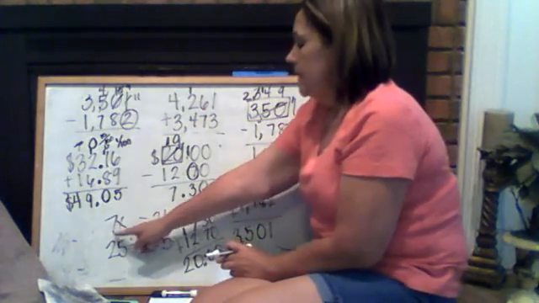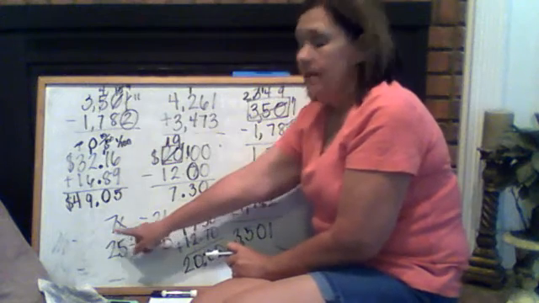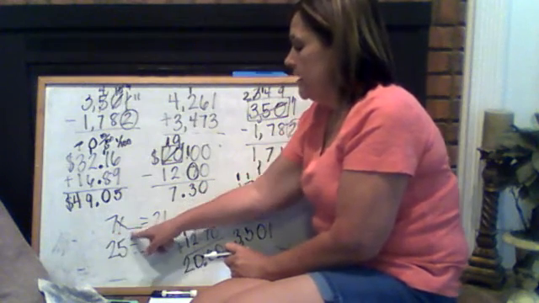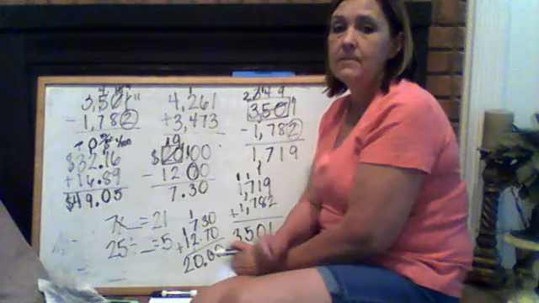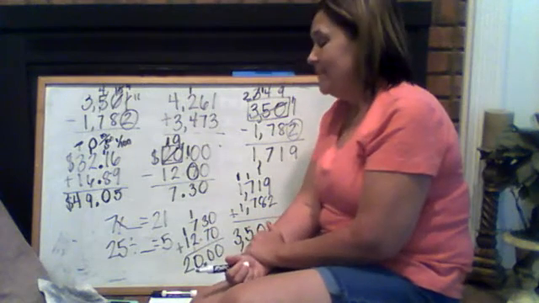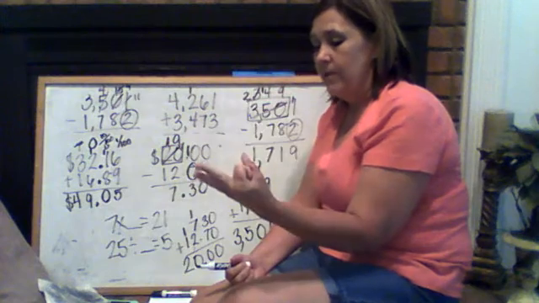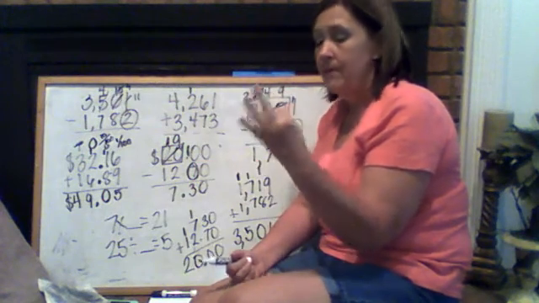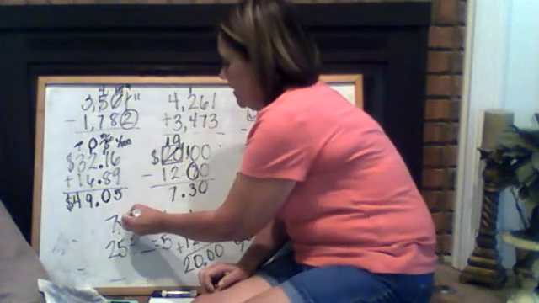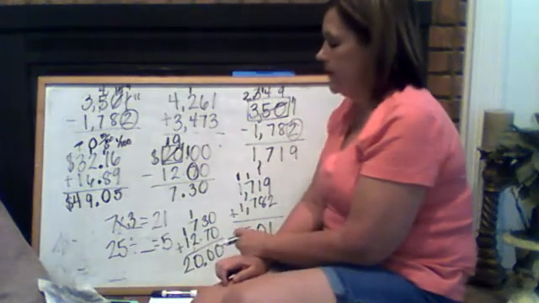All right. Here I'm missing a factor. I have 7 groups of something equal 21. So, counted by sevens, I would say 7, 14, 21. So how many groups? 3. 7 groups of 3 equal 21.